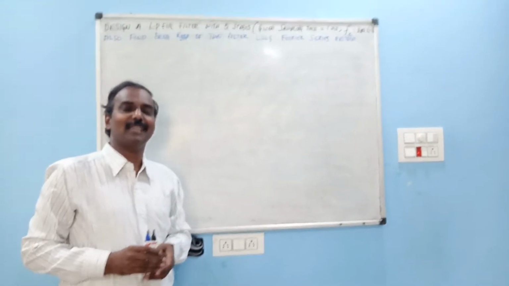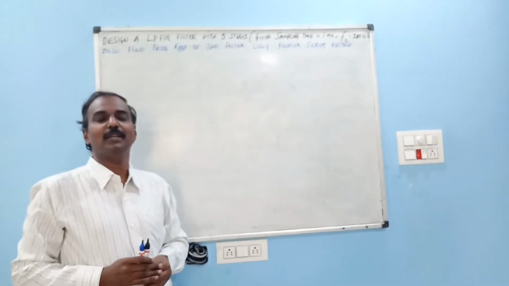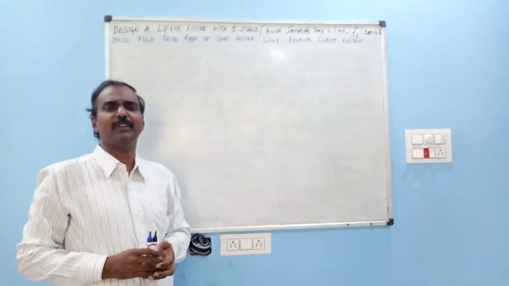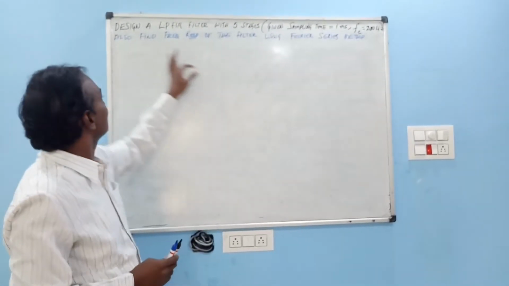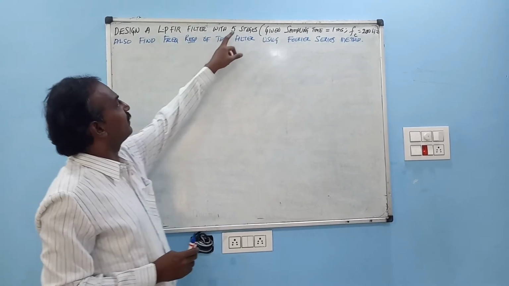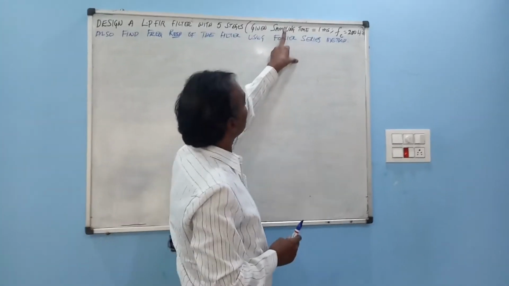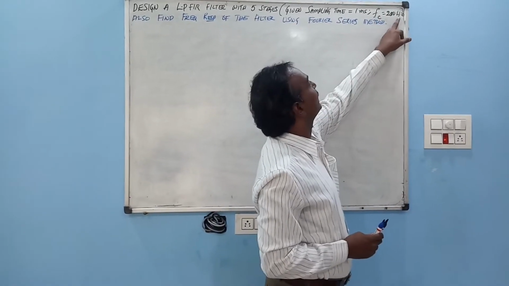Now let us discuss today's class. Let us solve a problem based on designing a FIR filter using the Fourier series method. The problem given asks to design a low pass FIR filter with 5 stages, sampling time given as 1 millisecond, and cutoff frequency given as 200 hertz.